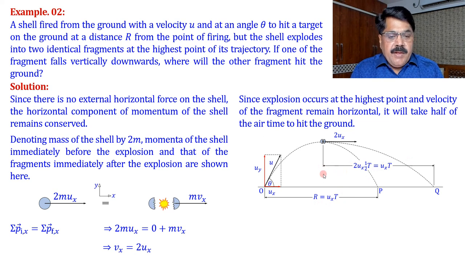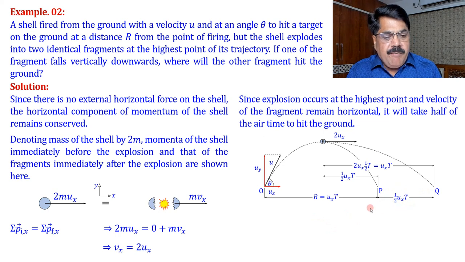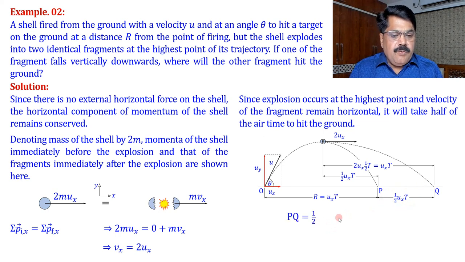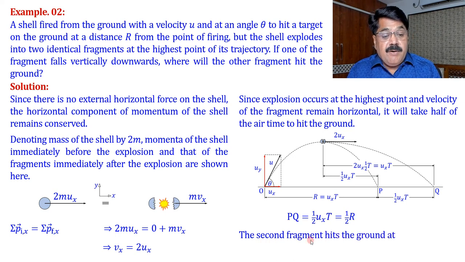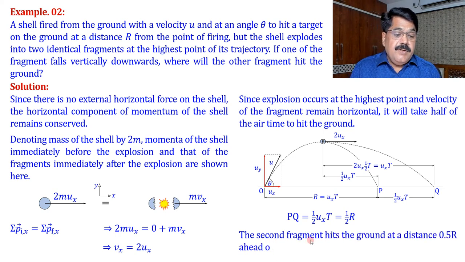Now you know that this distance is half ux t, R by 2. So what is this distance? Again R by 2. So we can write it as half ux into t, so it is R by 2 or 0.5 R. So PQ is equal to half ux into t, or half into R, or 0.5 R. So what can we say from here? The second fragment hits the ground at a distance 0.5 R ahead of the target.